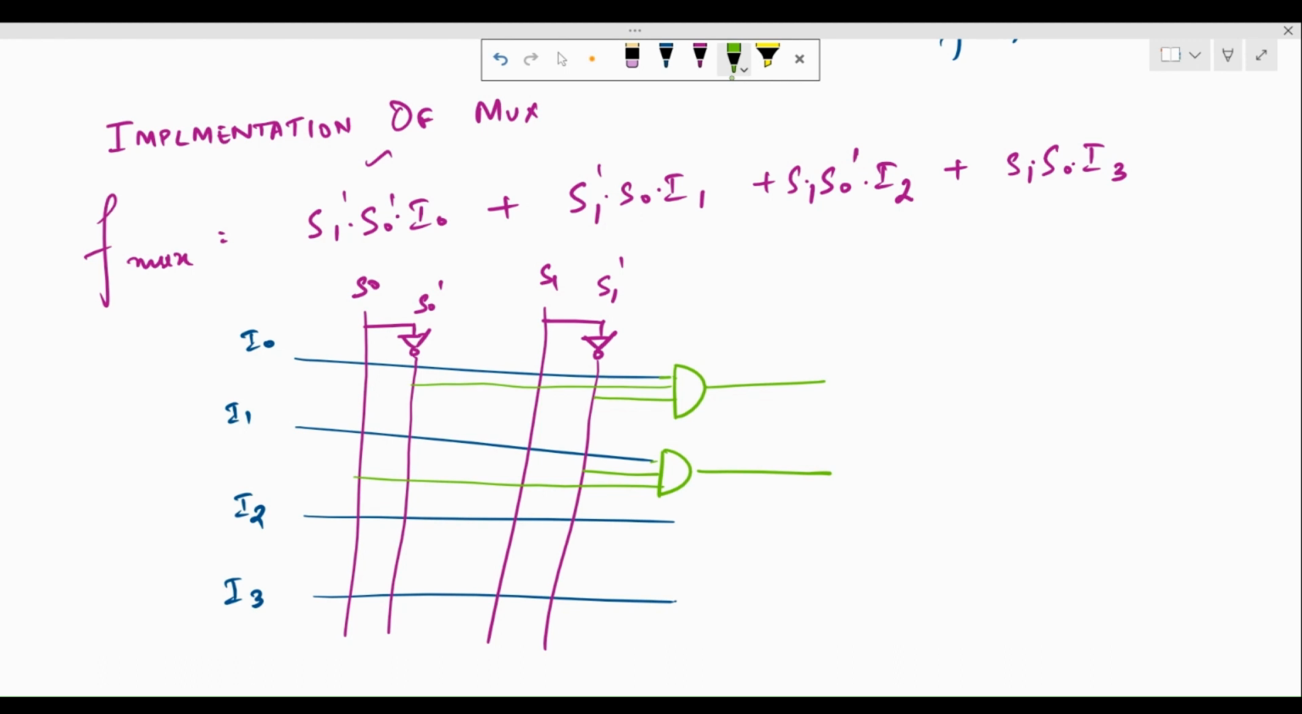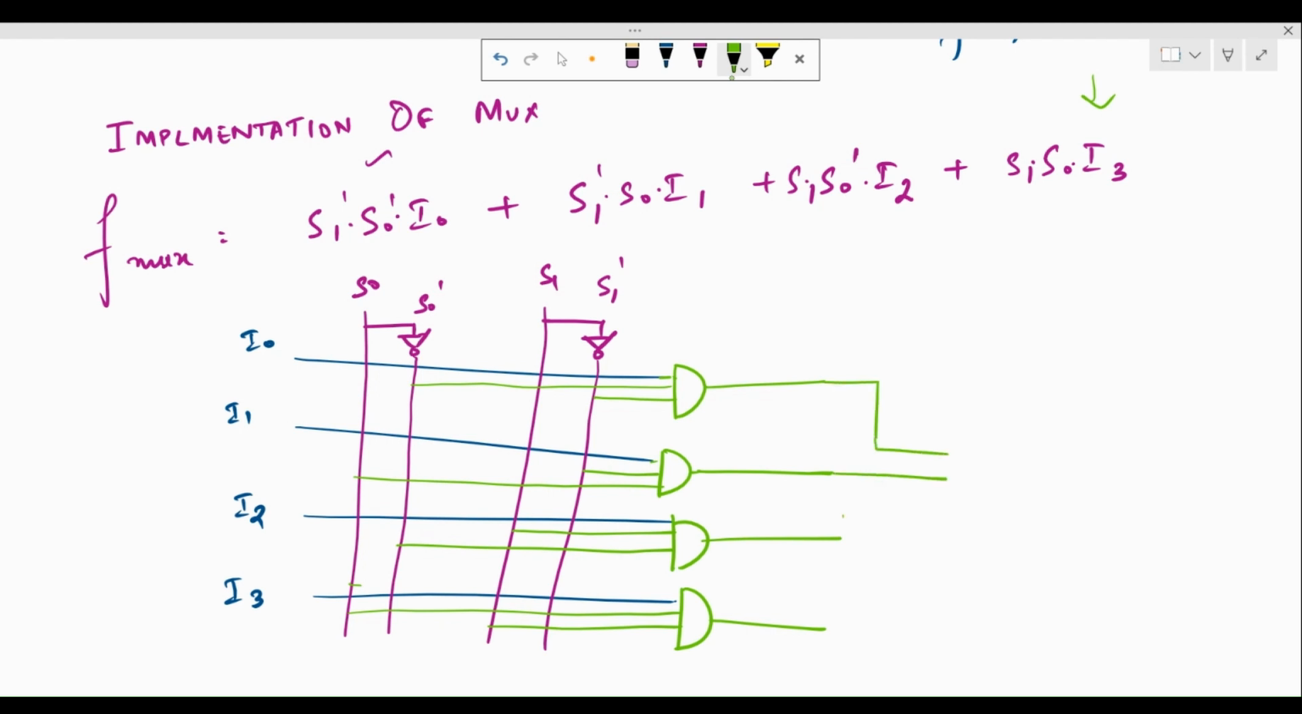Then we have S1 S naught dash, S1 and S naught dash ANDed with I2, and lastly we have S1 S naught. So this is S naught and this is S1. We put another AND gate. So all of these AND terms are put together with OR gates.